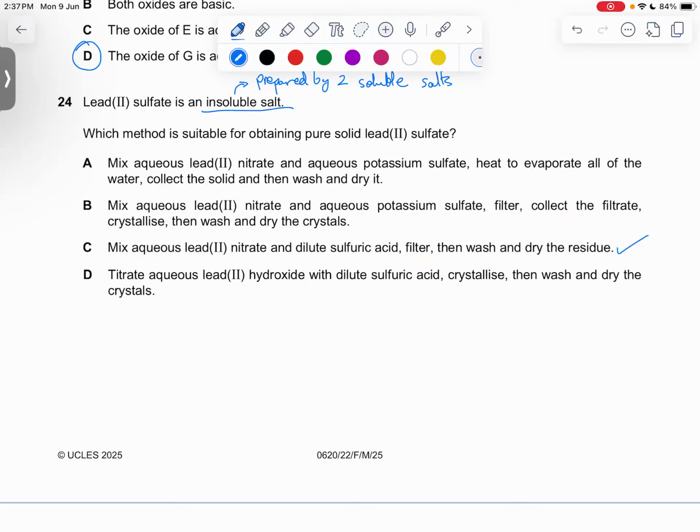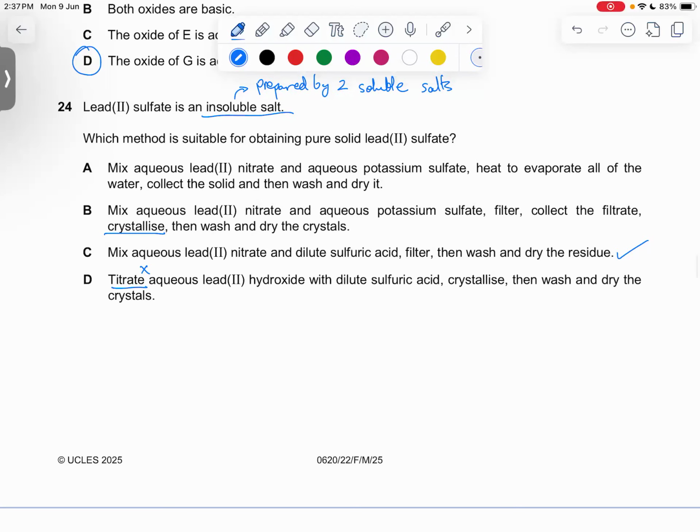Okay, let's look at D. Titrate aqueous lead(II) hydroxide with... What are they on about? We can't titrate. We shouldn't titrate. We just take two aqueous solutions of soluble salts, mix them together, and an insoluble salt automatically forms. So the answer should be C.